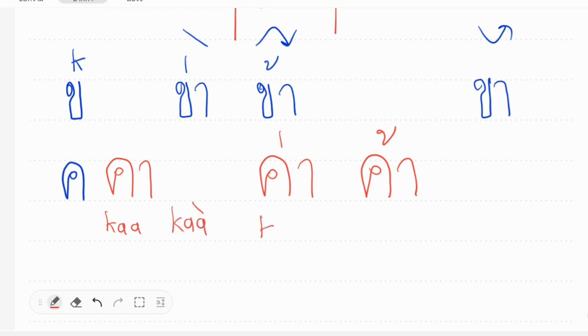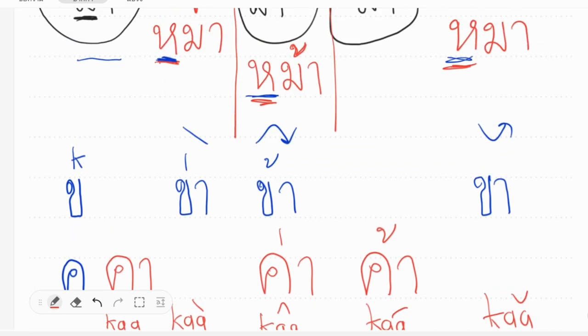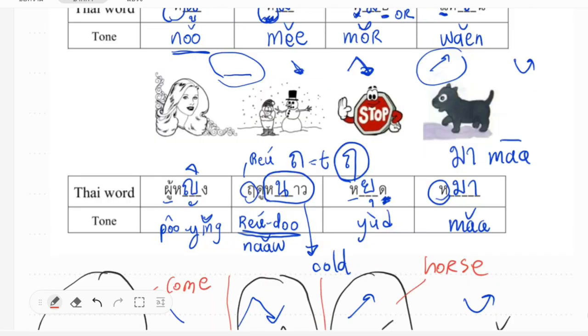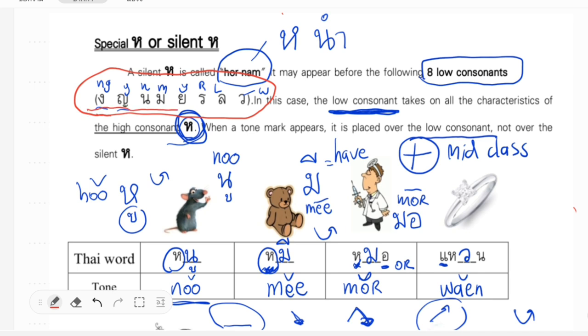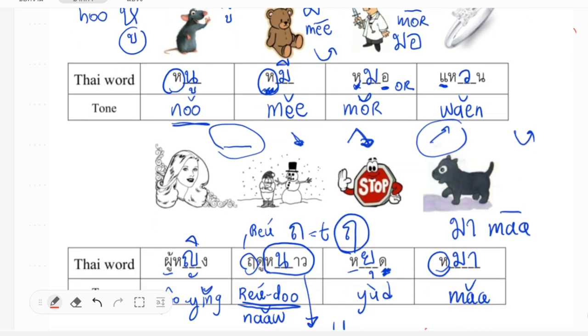Okay, ka, ka, ka, ka, ka. But because of this consonant that I mentioned before, it doesn't have any pair with a high class consonant. That's why we do need hoi hip to make five tones possible.